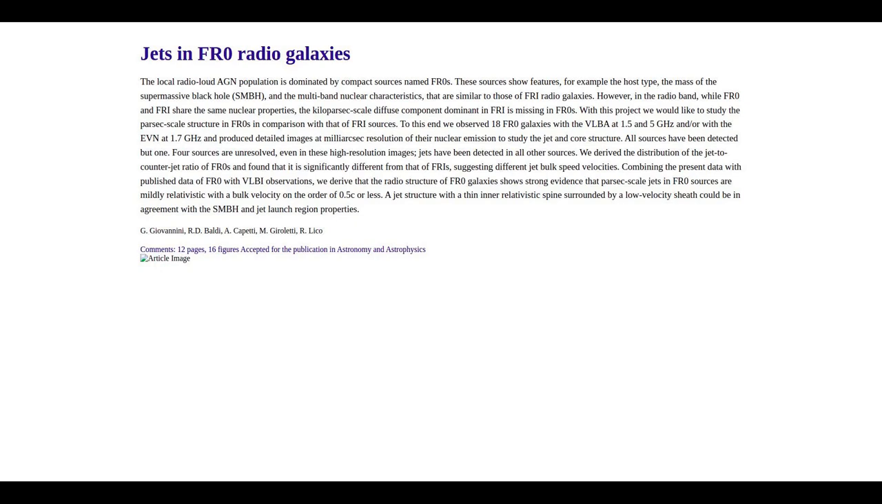Combining the present data with published data of FR0s with VLBI observations, we derive that the radio structure of FR0 galaxies shows strong evidence that parsec-scale jets in FR0 sources are mildly relativistic, with a bulk velocity on the order of 0.5c. A jet structure with a thin inner relativistic spine surrounded by a low-velocity sheath could be in agreement with the SMBH and jet launch region properties.